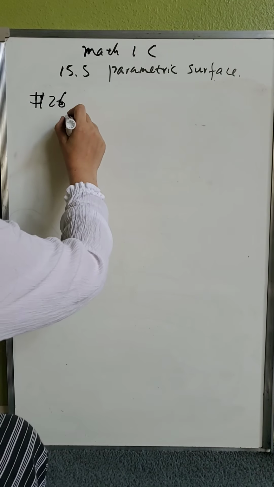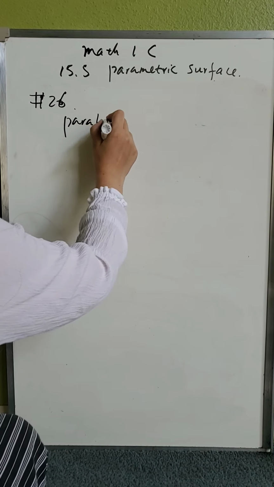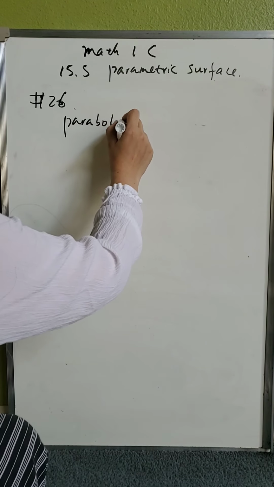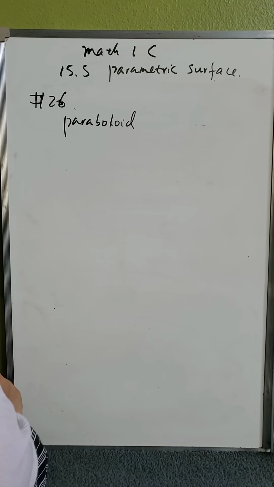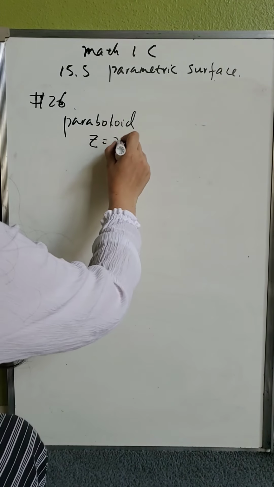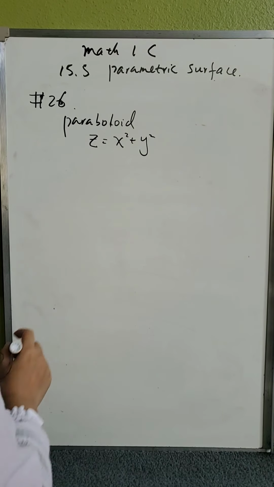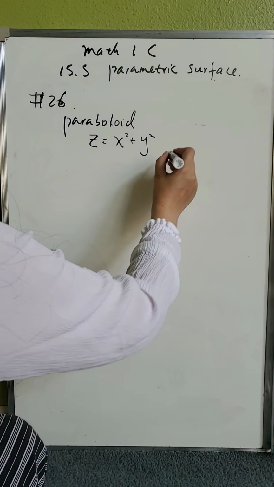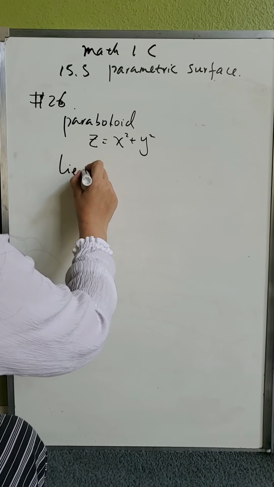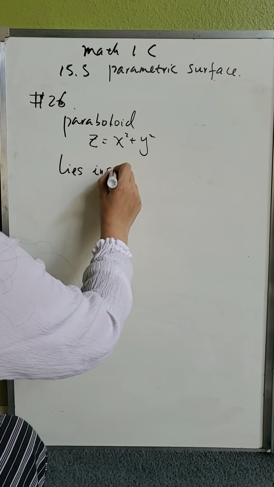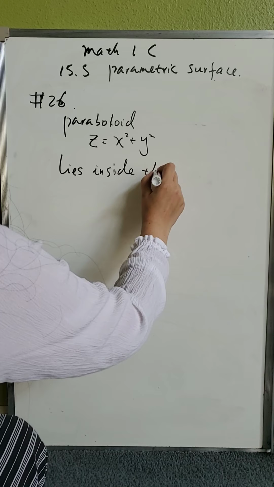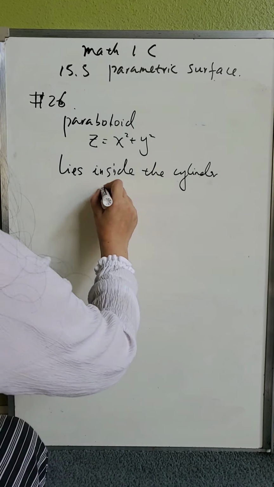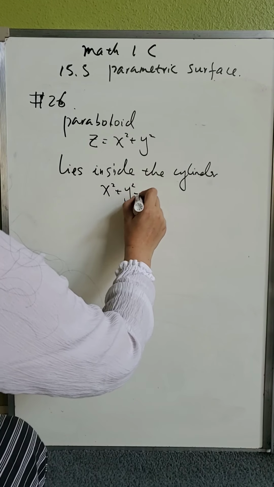They said, here's a paraboloid, z equals x squared plus y squared. We had that in the exam last time. Okay, it's like a bowl, okay? It lies inside the cylinder x squared plus y squared equal to 9.